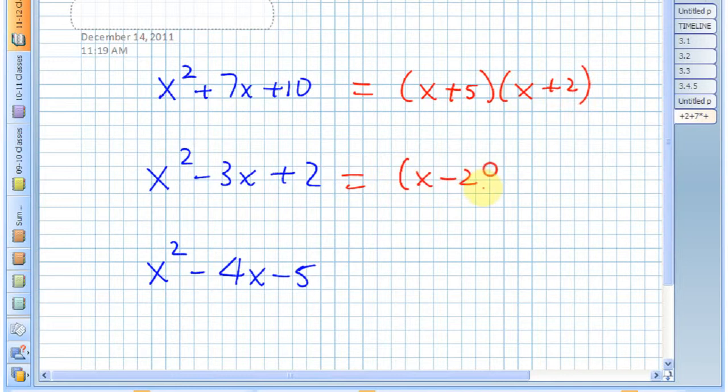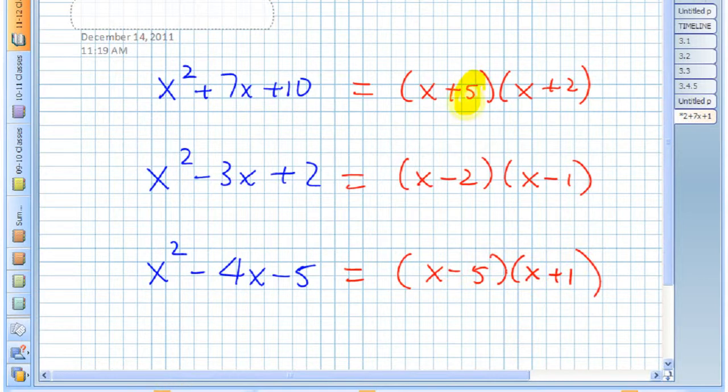Ladies and gentlemen, here's what I'm going to ask you to take a look at. You see here are our answers. This is x plus 5. Was it x plus 5? Or x minus 5? Thank you, x minus 5. X plus 1.